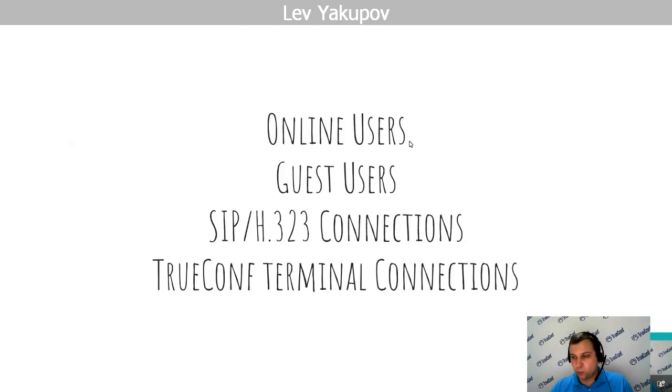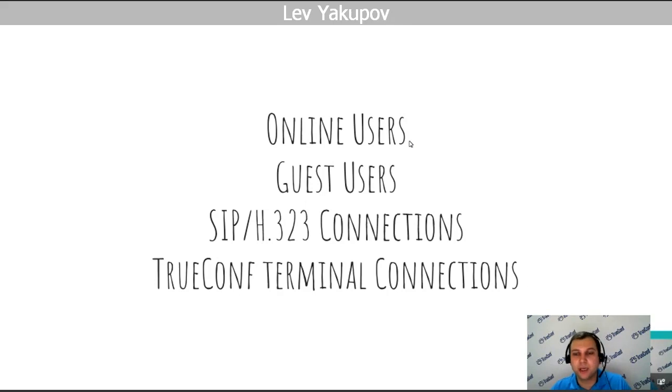Let me show you how it looks. Basically, you can select for every leaf server how many online users, how many guest users, how many connections, and how many room connections for our software room endpoint, TrueConf Terminal, every server can rent from the master server. So just four parameters. Only these four parameters can be set up for every server. But that's all we need.